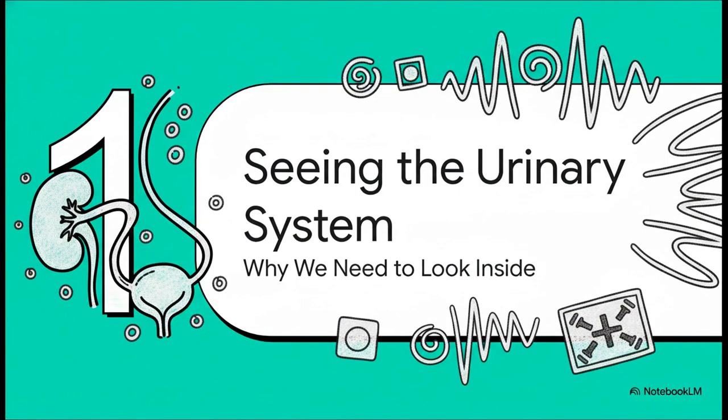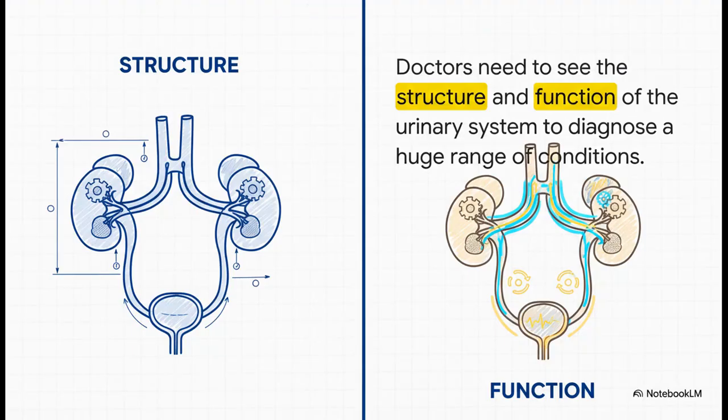Right then, first things first. You might be wondering, why go to all this trouble? What is the big deal about imaging the urinary system anyway? Well, it really all comes down to 2 key things: structure and function. Doctors need to see the structure, the anatomy, the shape and size of everything. But they also need to know about the function, the physiology. How well is it all working? Are the kidneys filtering properly? Is everything flowing the right way? Imaging gives us the answers to these absolutely crucial questions.